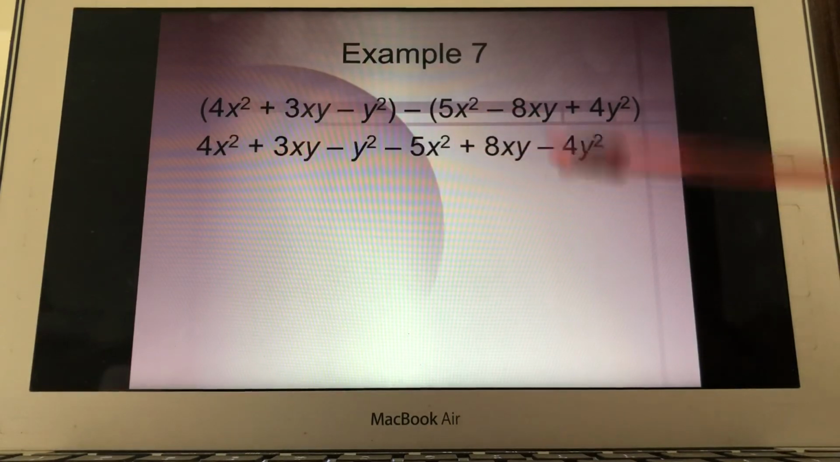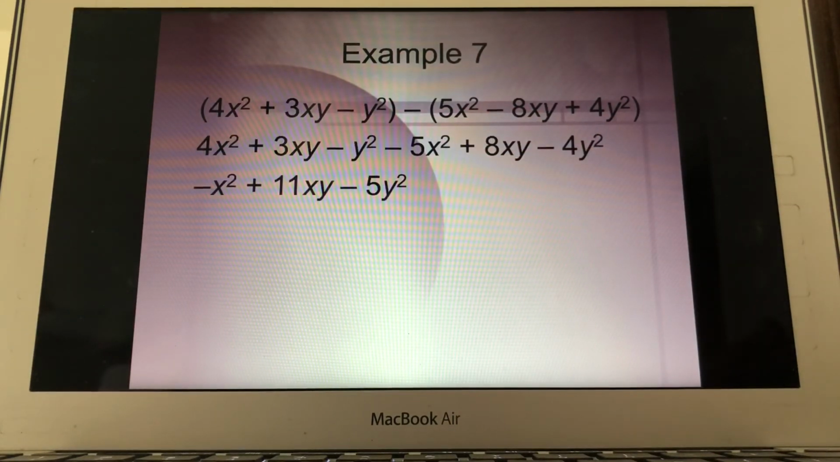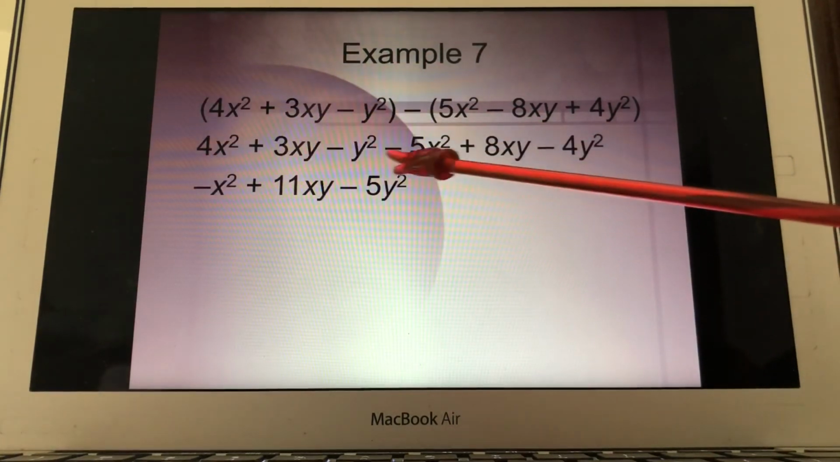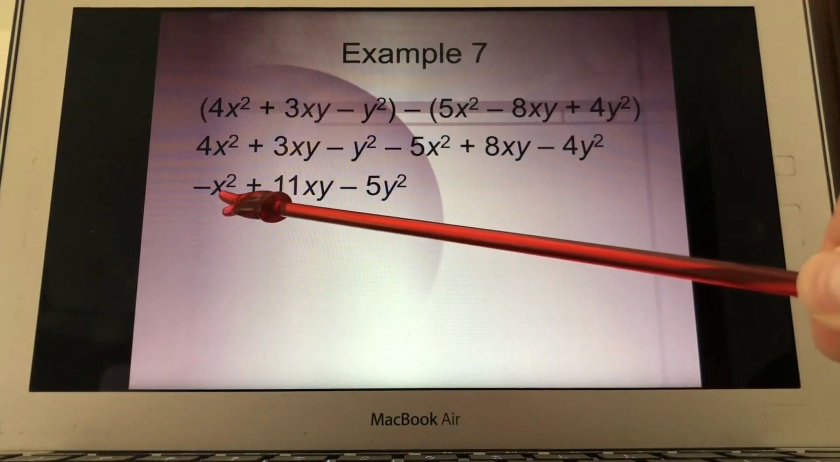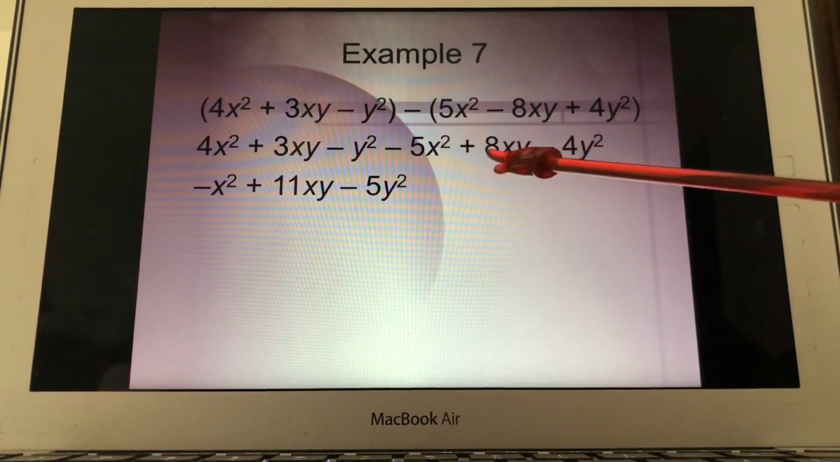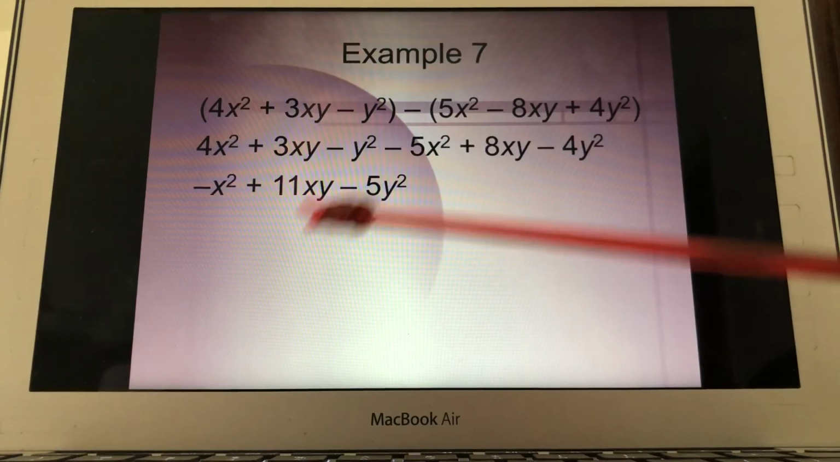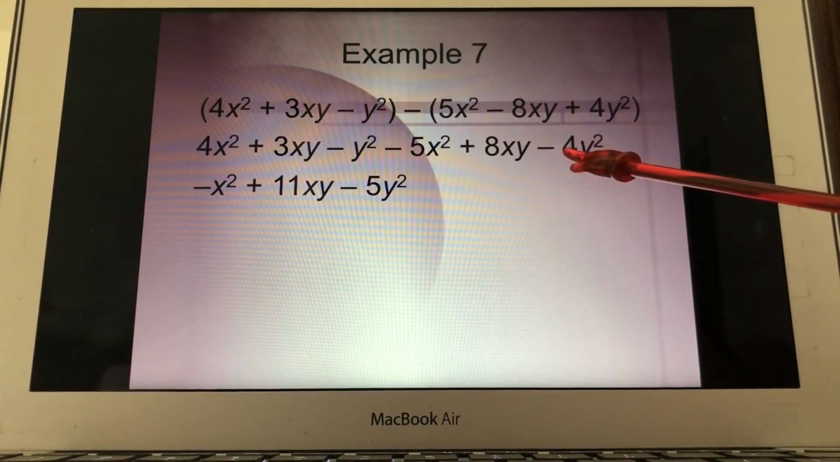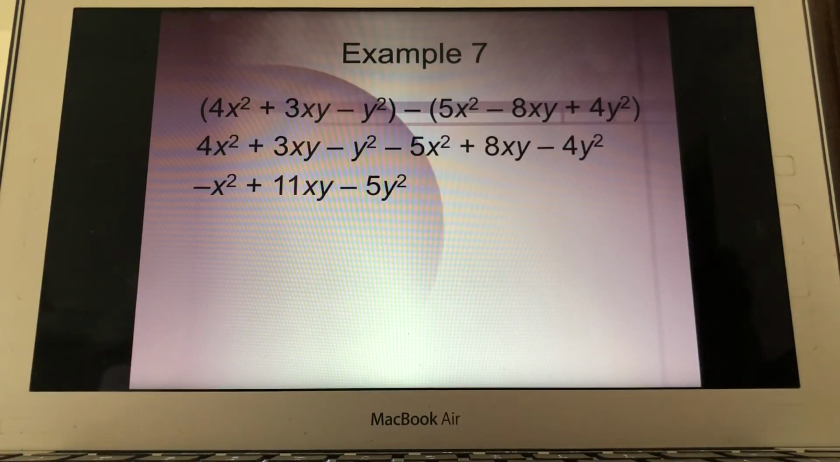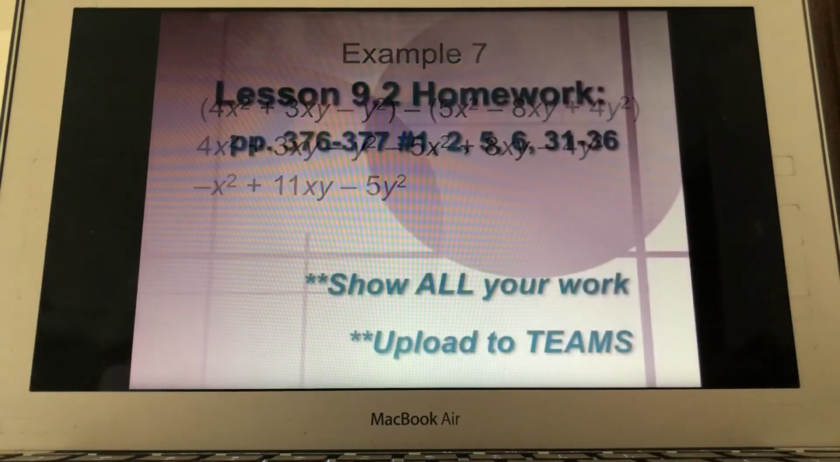Now we can easily combine our like terms, okay? 4 minus 5 gives us negative 1x squared. 3 plus 8 equals 11xy. Negative 1 minus 4 gives us negative 5y squared.